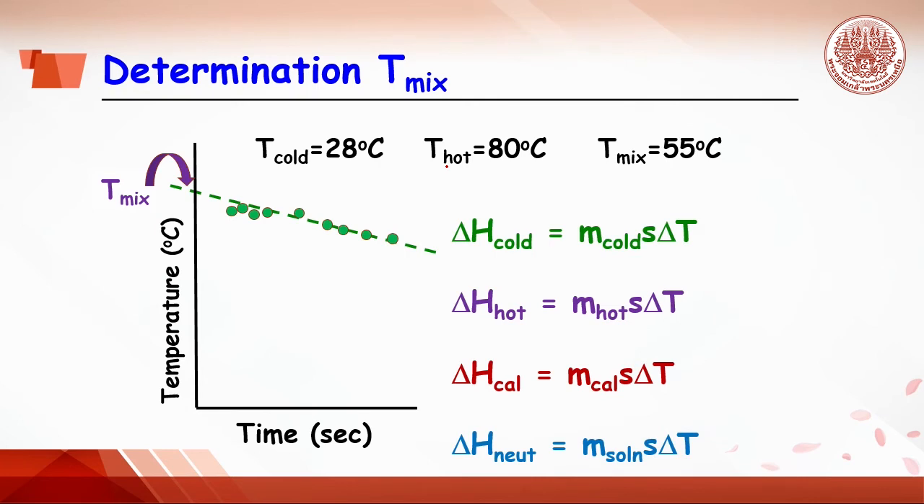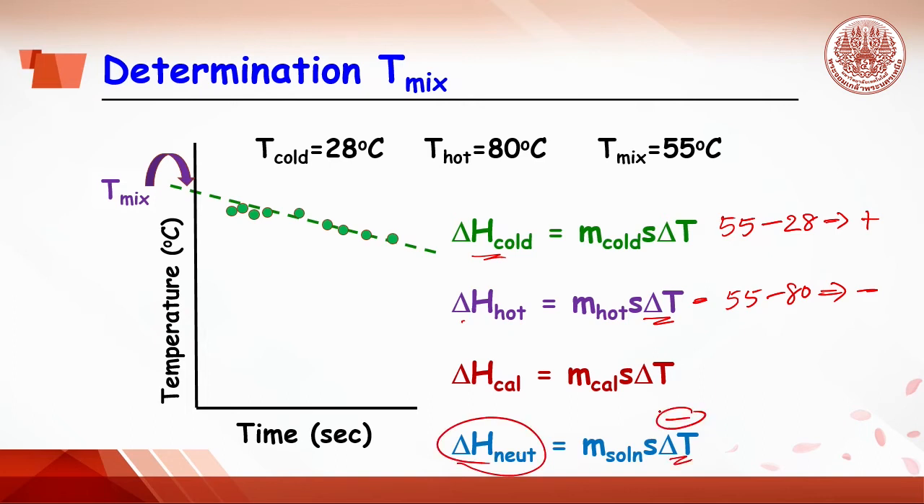Delta T for the cold water is 55 minus 28. The result has a positive sign, meaning that heat is gained or absorbed. Delta T of hot water is equal to 55 minus 80 Celsius. So it has a negative sign, meaning that heat is released. That is why hot water transfers heat to cold water and calorimeter. Heat of solution is also released, an exothermic reaction.